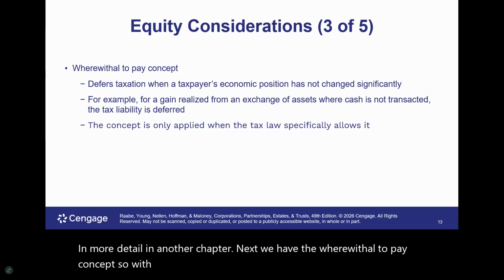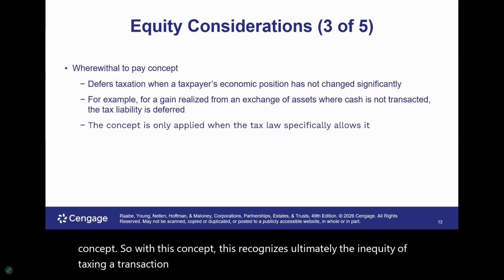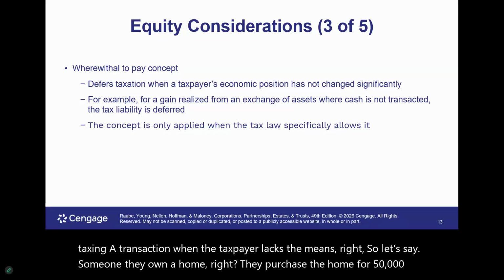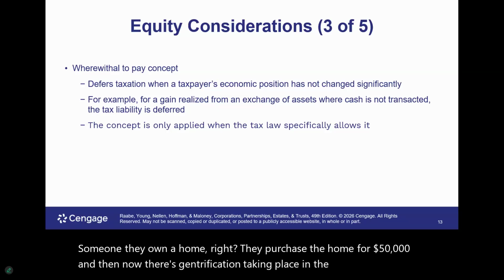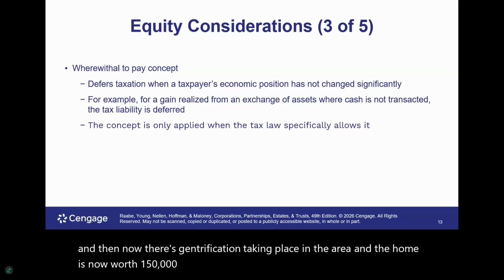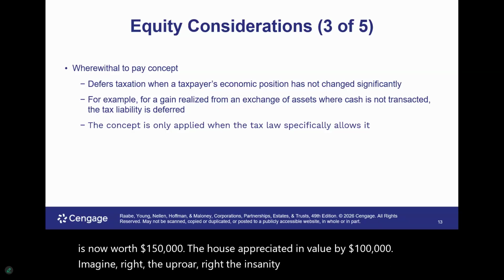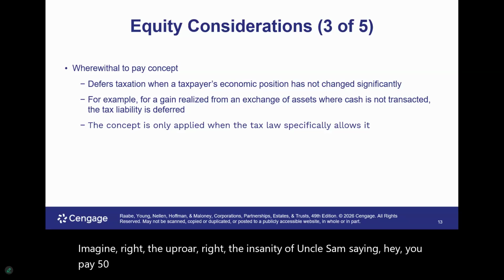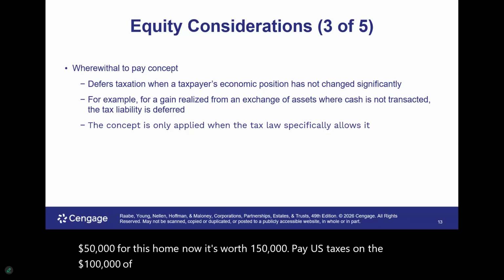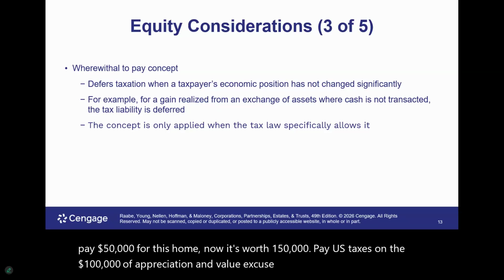So this concept recognizes ultimately the inequity of tax in a transaction when the taxpayer lacks the means, right? So let's say someone owns a home. They purchased the home for $50,000, and then now there's gentrification taking place in the area, and the home is now worth $150,000. The house appreciated in value by $100,000. Imagine, right? The uproar, right? The insanity of Uncle Sam saying, "Hey, you paid $50,000 for this home. Now it's worth $150,000. Pay us taxes on the $100,000 of appreciation in value." Excuse me. I can only imagine, right?